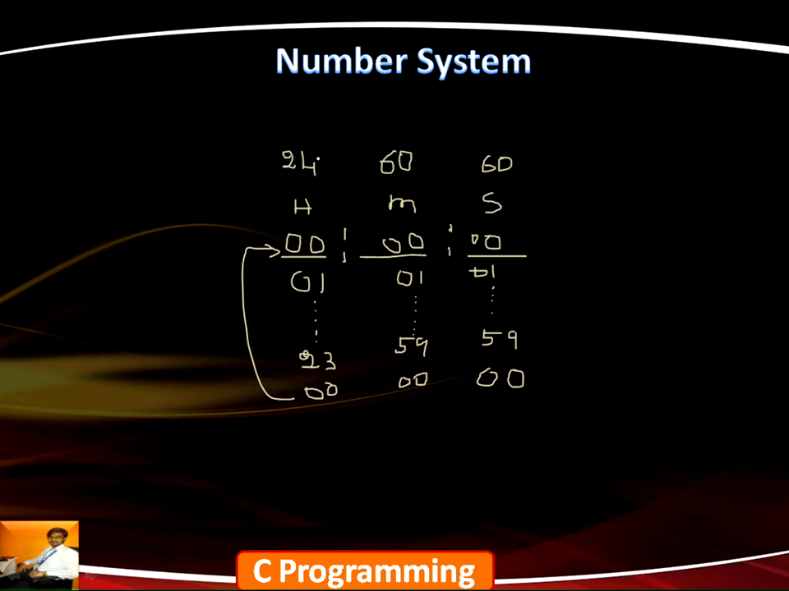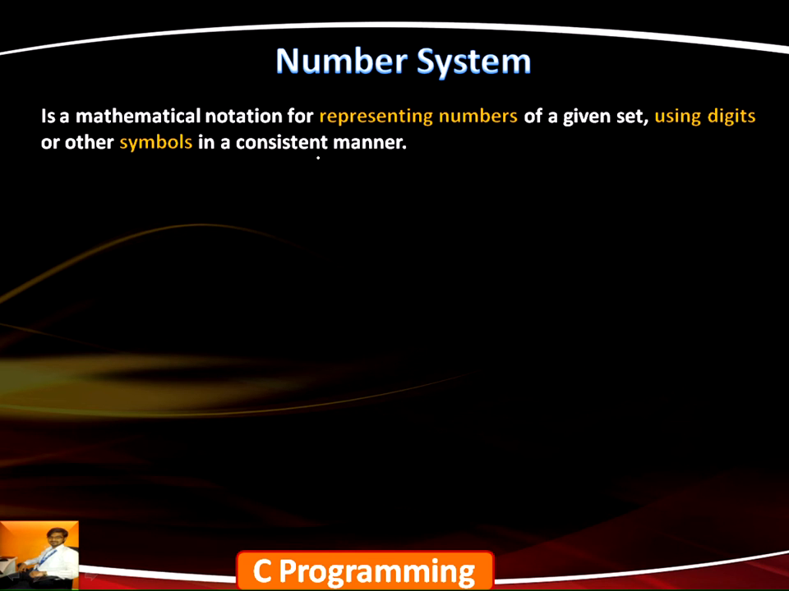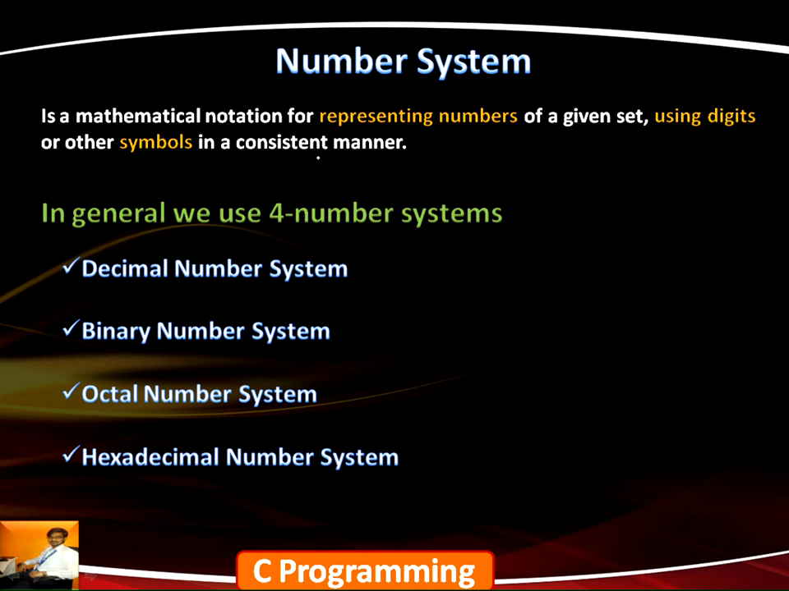Let us see what exactly number systems are and how we use them. A number system is a mathematical notation for representing the numbers of a given set using digits or symbols in a consistent manner, as we did now with the clock to count our time. We basically have 4 number systems: decimal, binary, octal, and hexadecimal.